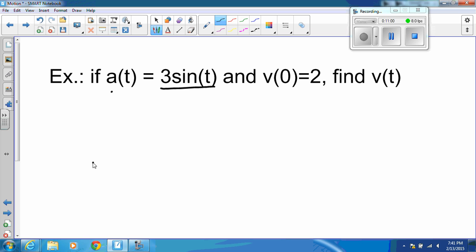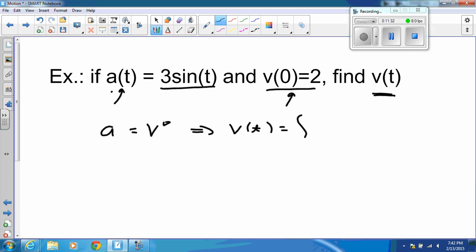For example, suppose I know that the acceleration of an object is given by 3 sine t. And I also know that the velocity at time 0 is equal to 2. Now, find the velocity for any time t. Notice that what's given to me is the acceleration at any time, the rate of change of velocity, and also a single initial condition. And based on that, that should be enough to find the velocity for all time. So, how do we proceed?